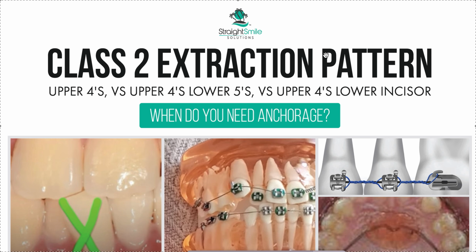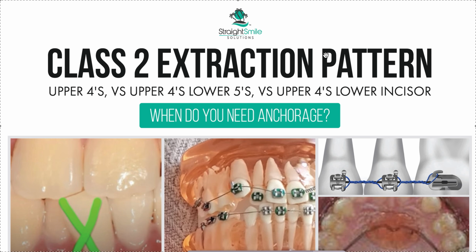Okay, I'm assuming you know this is the final bite. Now let's talk about different types of class 2. We've got full step class 2, and I don't necessarily have the best examples of this in my photos, so you need to kind of listen to my verbal.